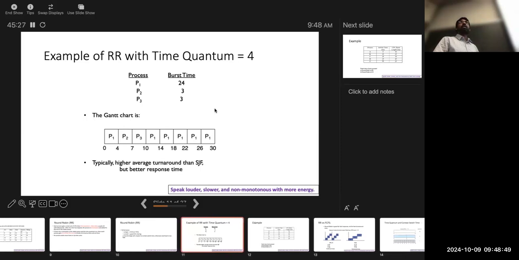So we have already done an example. You can have like 1 minute to look at this slide to understand another example of round robin. Or maybe I can walk you through it.